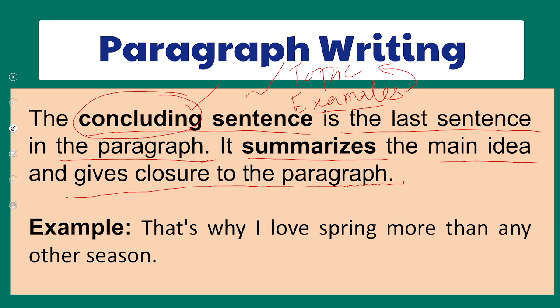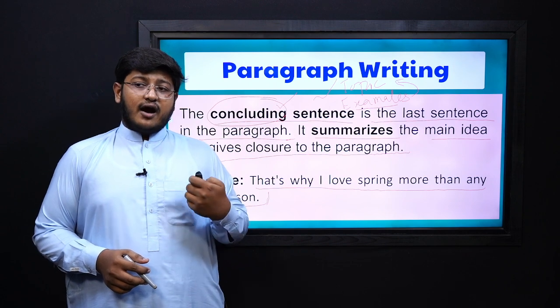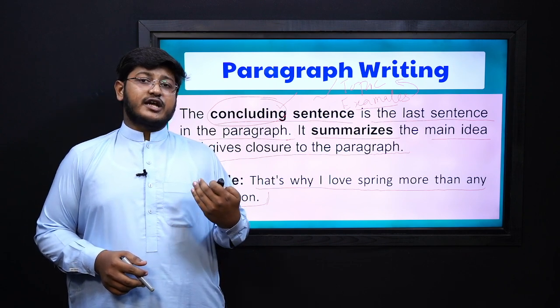Let's find out. We have taken an example of a paragraph on spring. Let's find out what the writer wrote as the concluding sentence of the paragraph: That's why I love spring more than any other season. This sentence gives a sense of closure, a sense of conclusion. That's why it can be considered the concluding sentence. I hope you have understood what a paragraph is and how a paragraph consists of different types of sentences. So let's go further.